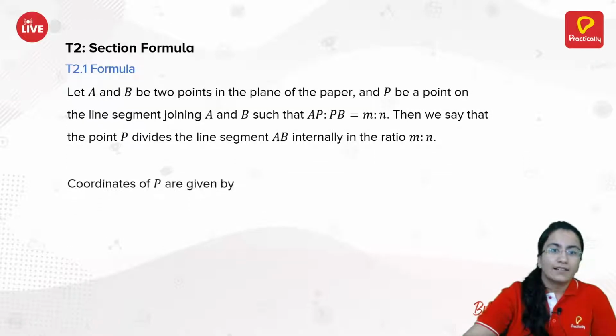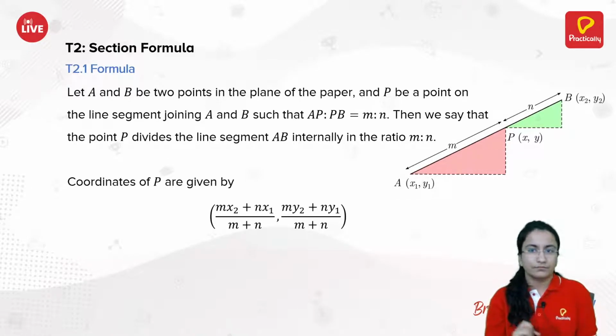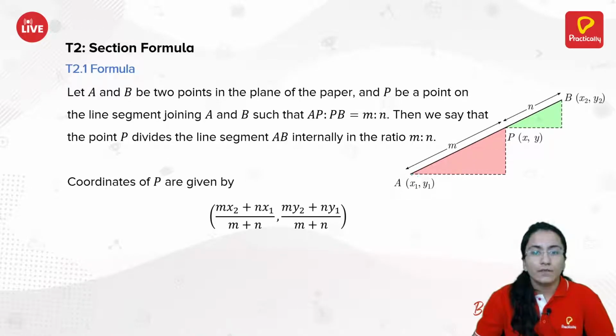So what exactly is section formula and where exactly is it used? Let's just see that. If you are given 2 points A and B, first point is x1 comma y1, second point is x2 comma y2, right?